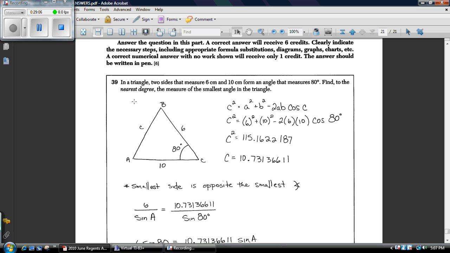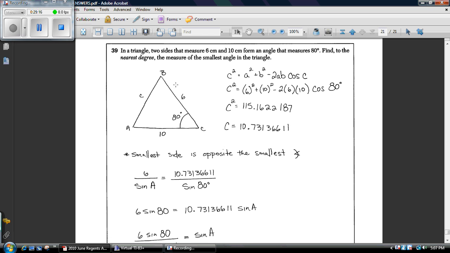And then finally, last question on the test. In a triangle, 2 sides measure 6 and 10, and form an angle of 80. I drew a picture of it. Find, to the nearest degree, the measure of the smallest angle in the triangle. Well, here's the problem: you don't know which one of the angles is smallest. What you need to do is figure out which one is the smallest side in this triangle, and then look opposite that side. That is the smallest angle. So that's what I'm going to do.